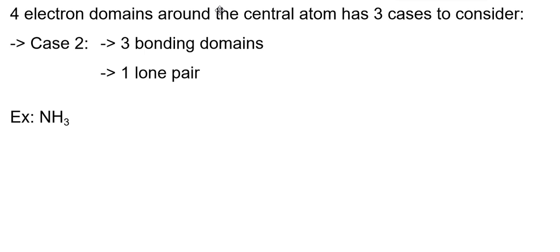Now we move into case 2, where we have 3 bonding domains and 1 lone pair. So let's take a look through this one. Here we have NH3, and we can look at trying to draw this out.